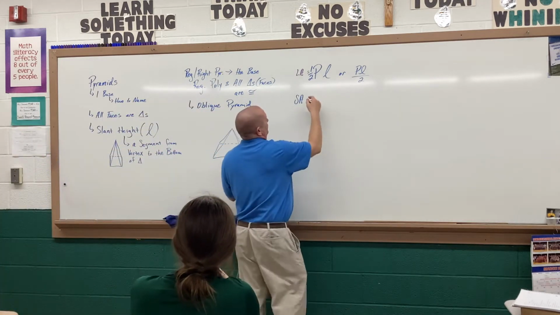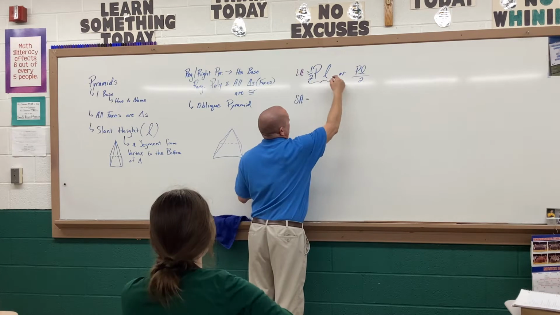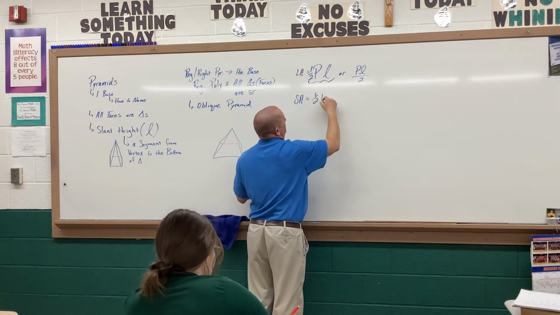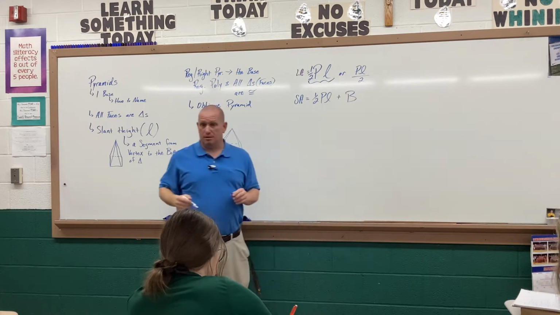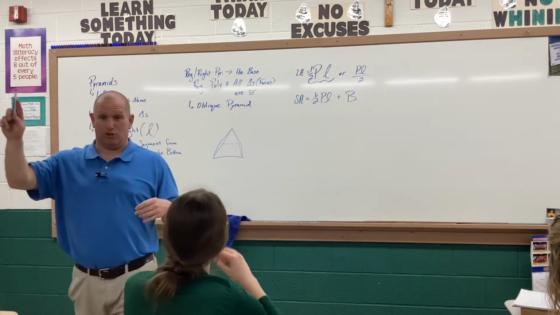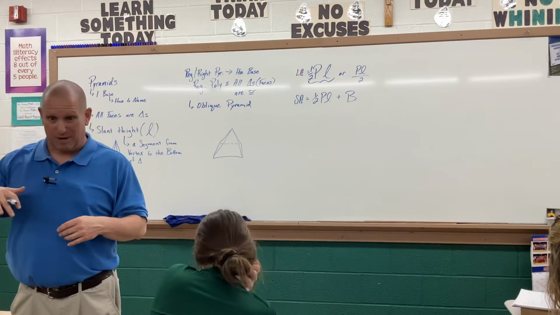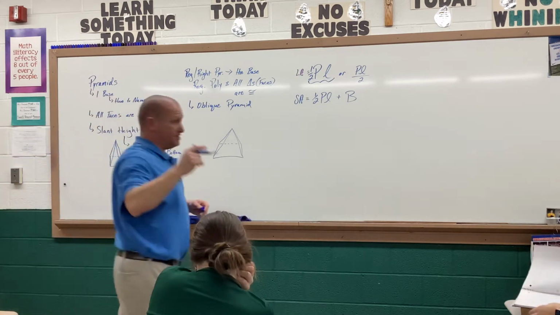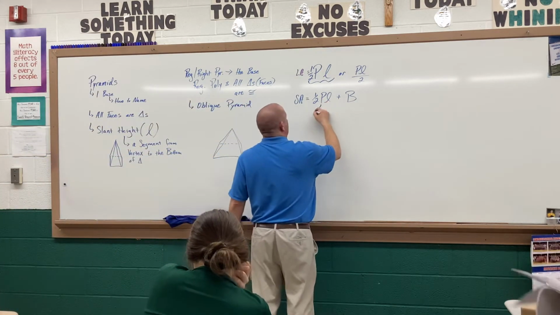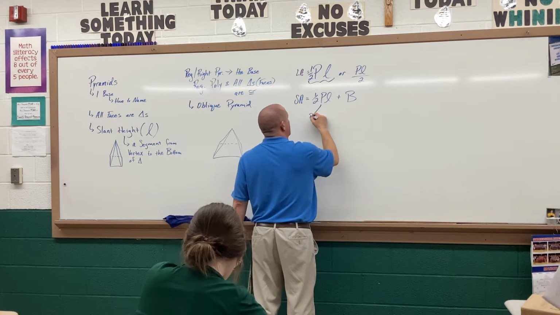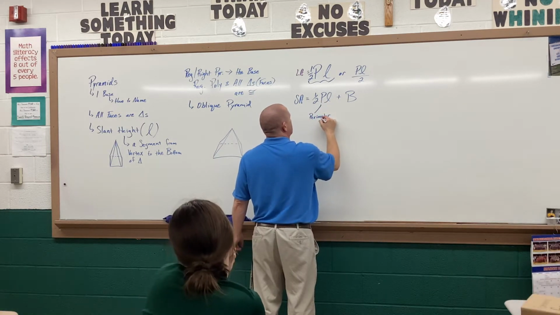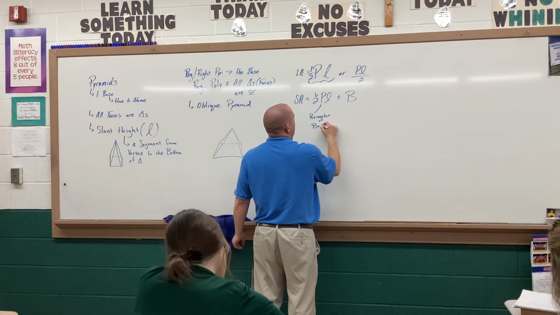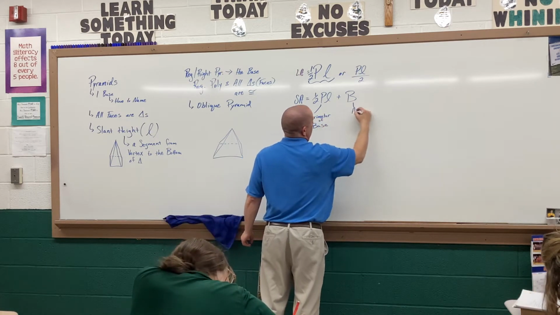So basically, we're still going to use my lateral area, so 1/2 PL plus capital B. It's just capital B because there's only one base. There's not one on the top and one on the bottom. The area of the base. So capital P again is the perimeter of the base, and capital B is the area of the base.